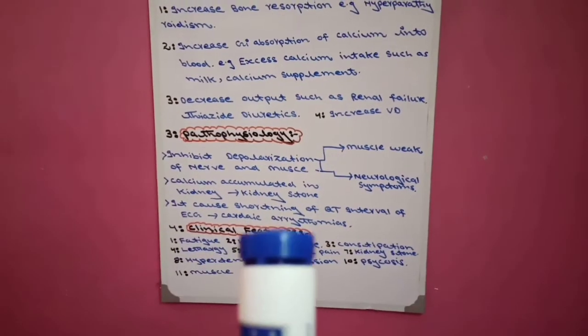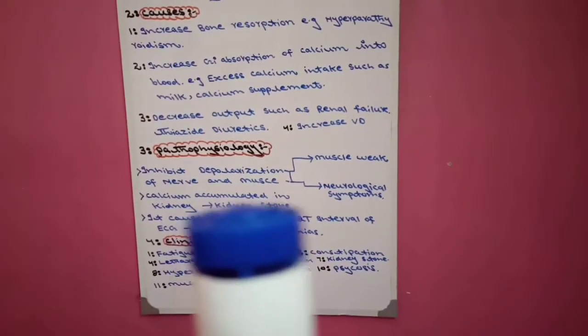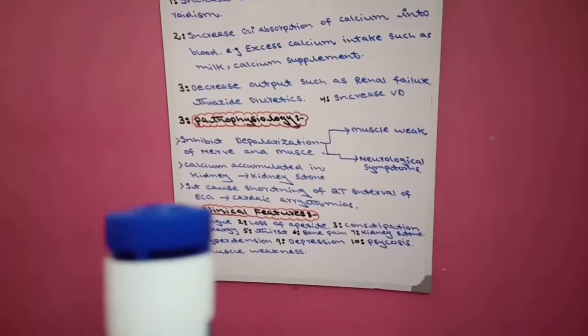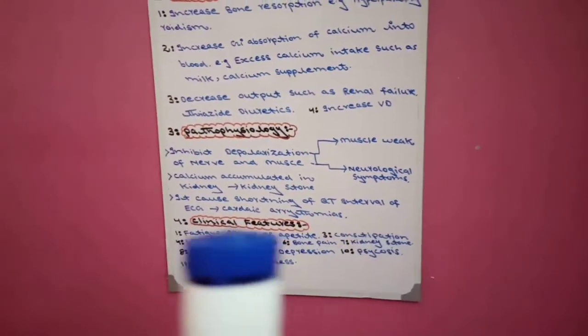In the result, there will be cardiac arrhythmias. These are the three things. Number one, in pathophysiology, we should remember three things. Number one, inhibit depolarization of nerve and muscle. In the result, there will be muscle weakness and neurological symptoms. The second thing, calcium accumulated in kidney. In the result, there will be kidney stone. The third thing is it causes shortening of QT interval of ECG. In the result, there will be cardiac arrhythmias.